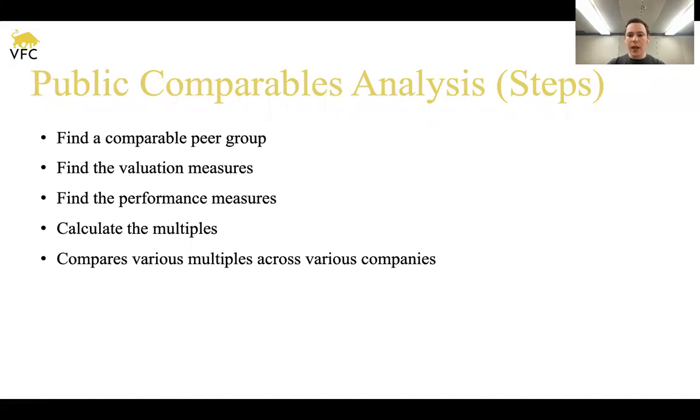So these are the steps in a public comps analysis. First, you're going to find a group of comparable companies. Then you're going to find valuation and performance measures before calculating multiples. And finally, you're going to compare these multiples across all of the comparable companies.